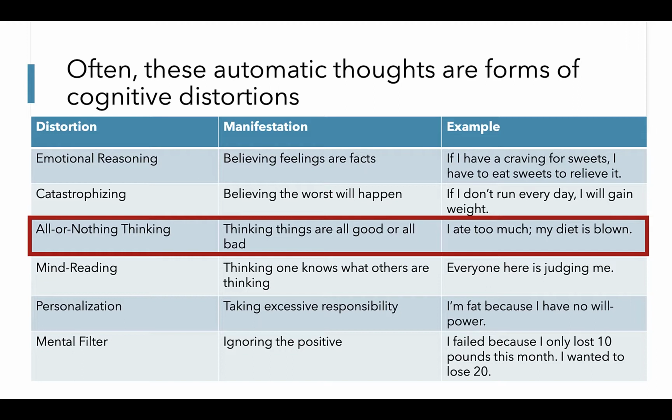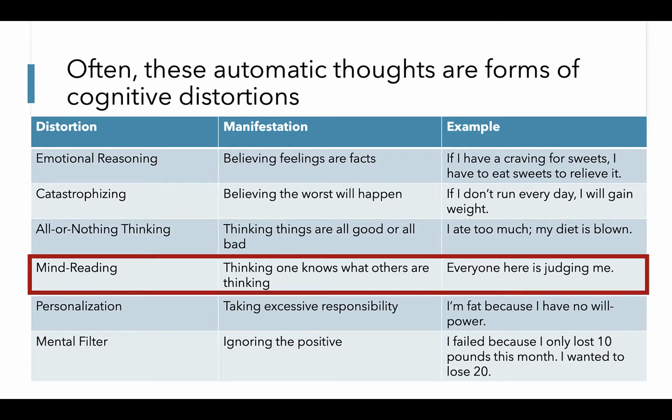So instead of thinking I ate too much, my diet is blown, the individual could better appreciate the gray area of the situation by thinking, it's unfortunate that I ate too much at this meal, but now I know the situation was difficult for me and I can plan ahead for next time.